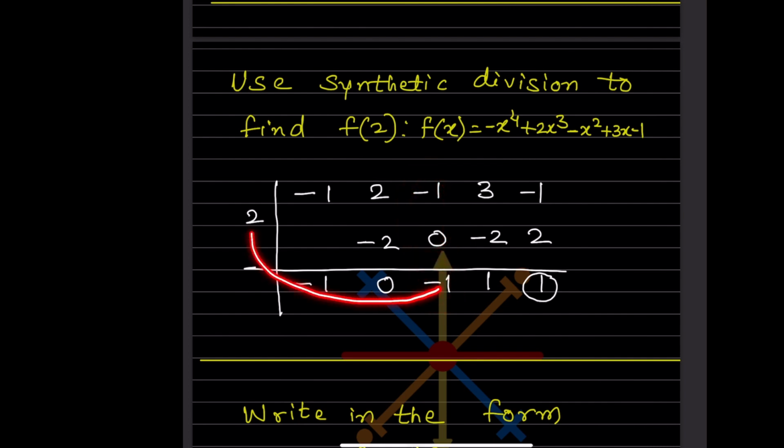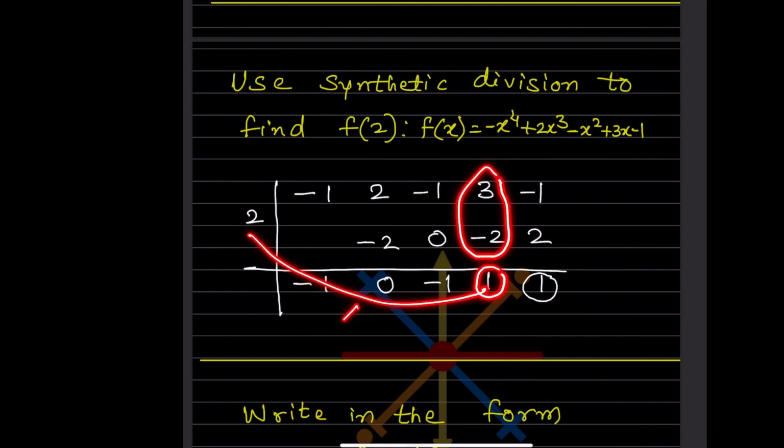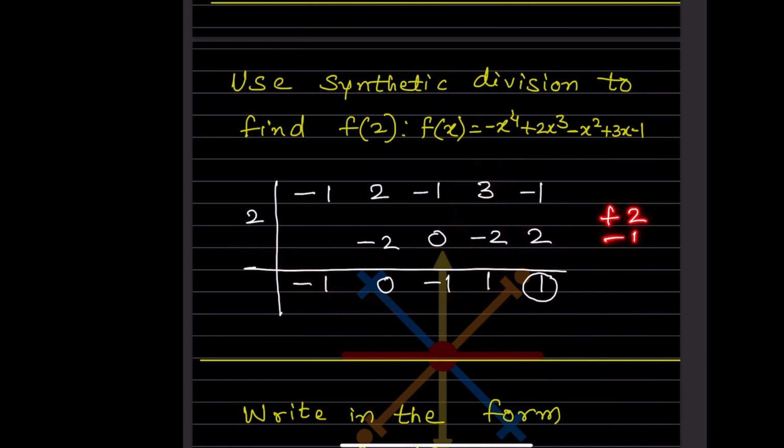Again you are going to multiply this into this. So that is going to be minus 2. So that will be here. Again you are going to add this one. So that is going to be 1. 3 minus 2 is 1. Again multiply this into this, that is going to be 2. And here that will be plus 2 minus 1, that is going to be 1. So this is the remainder over here.